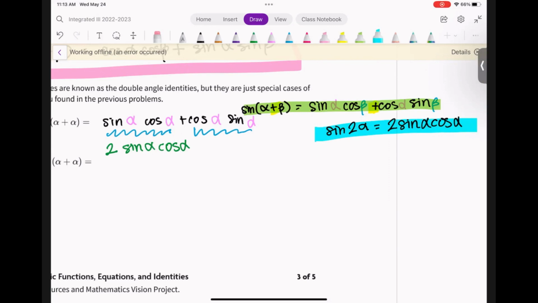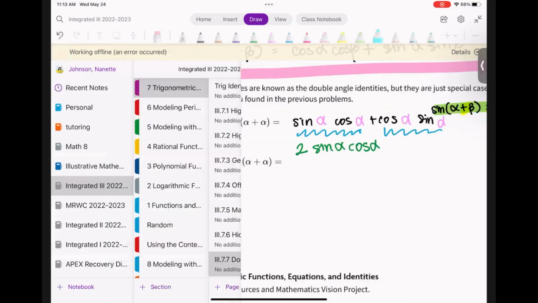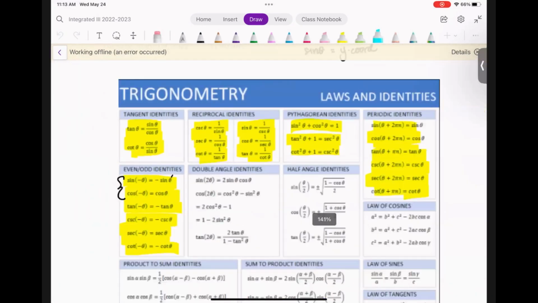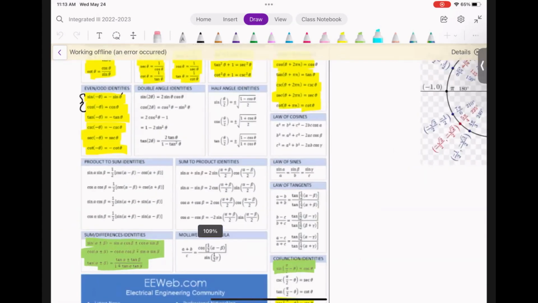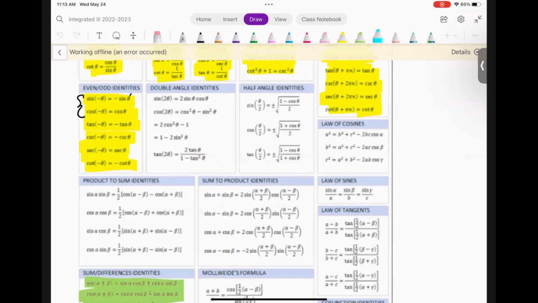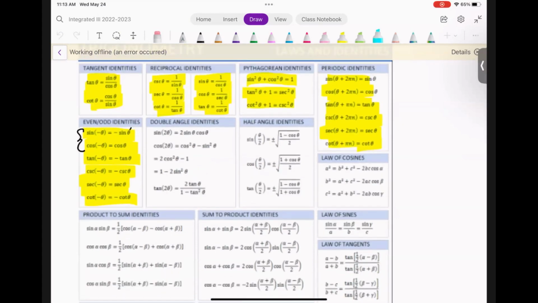What they're trying to make sure you understand here is that these identities on our trig sheet, and this is just one trig sheet, I literally Googled trig sheet and this is what I got, aren't random. These are actually built off of each other and the definition of sine, cosine, tangent, right?